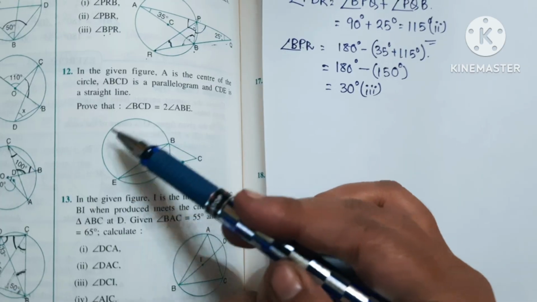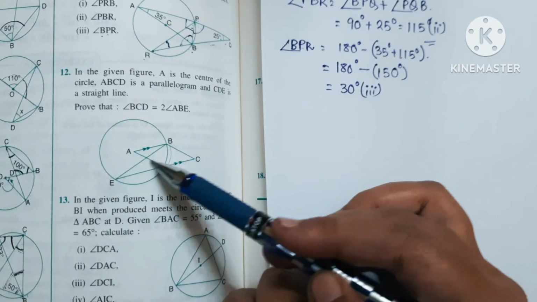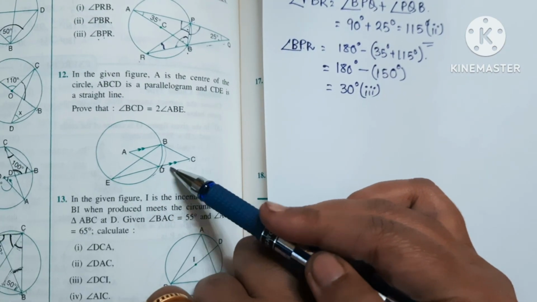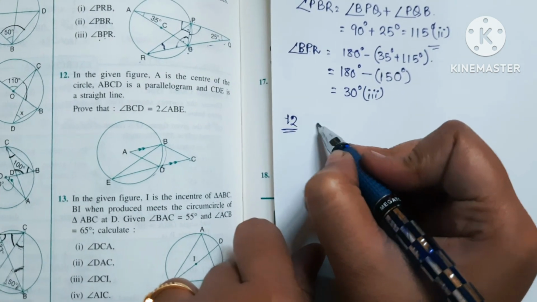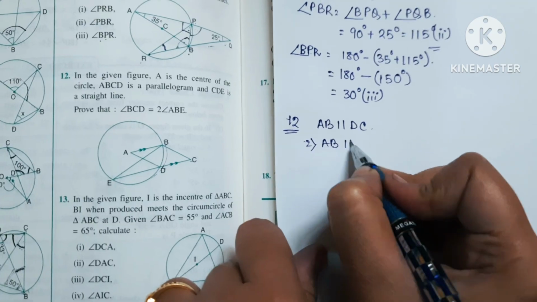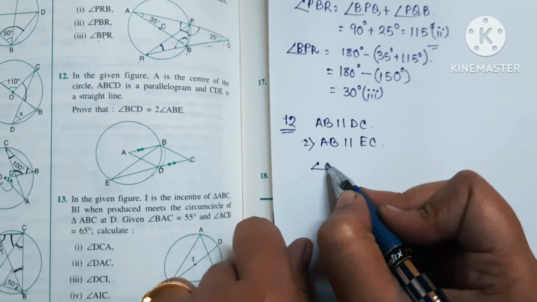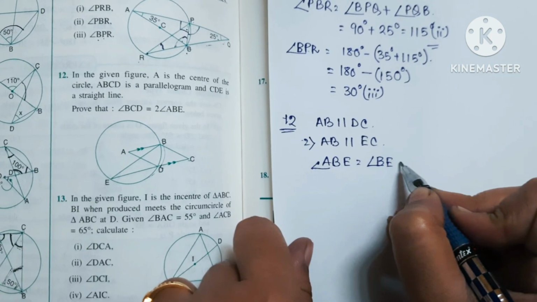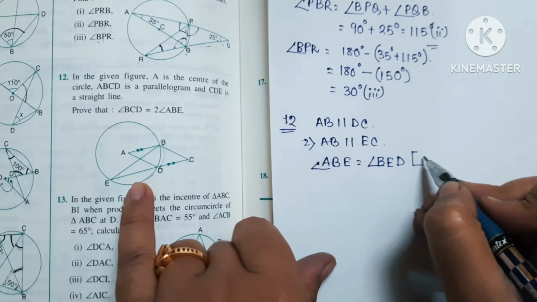See, A is the center of the circle, ABC circle, and ABCD is a parallelogram. That means AB is parallel to DC, and so AB is parallel to EC. So angle ABE is equal to angle BED, or BEC, whatever it may be, because they are alternate angles.